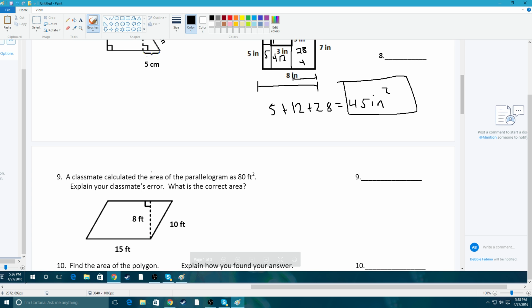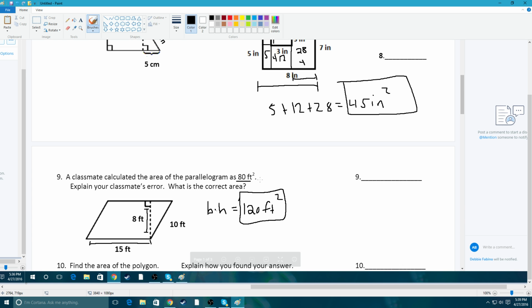Classmate calculated the area of a parallelogram. Okay. Area of a parallelogram is just base times height. So the base of the parallelogram is 15. The height of it is 8. So 15 times 8 comes out to 120 square feet. So the correct answer should be 120.